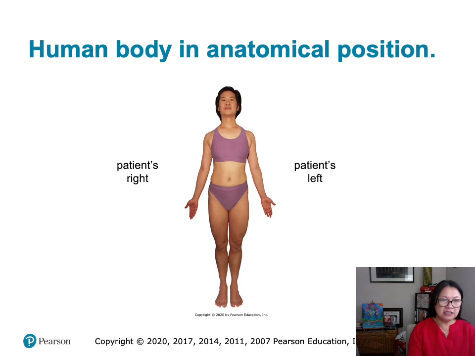This image illustrates the anatomical position. Note the positioning of the head, arms, hands, legs, and feet. When we look at a body in anatomical position or any position, we use the terms left and right from the patient's perspective, not the practitioner's.